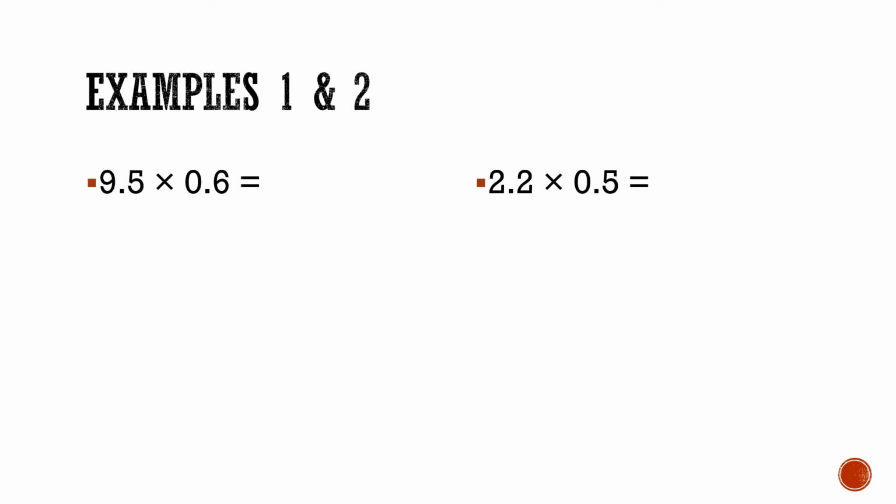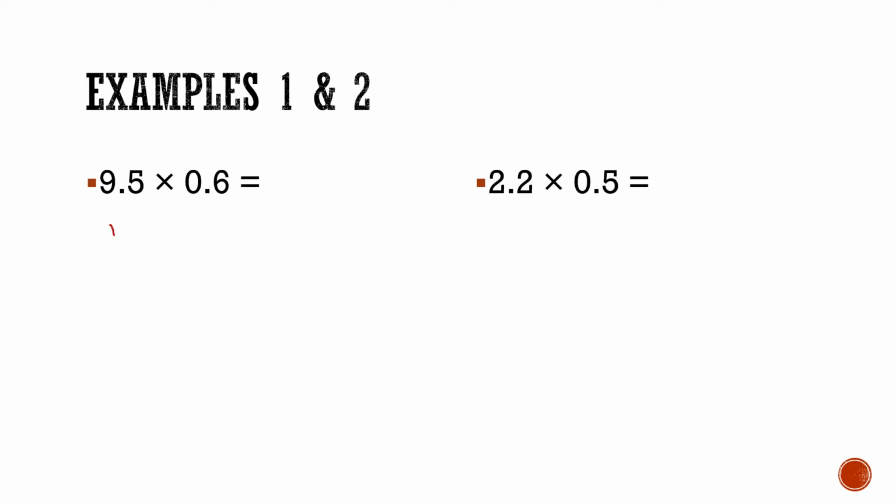So our first example has 9.5 multiplied by 0.6. Now, when we were adding and subtracting decimals, we had to line up our decimal points. We don't have to worry about that with multiplying. If they do line up, that's okay, but we don't have to line them up like we did when we were adding and subtracting. So we're just going to stack these up.